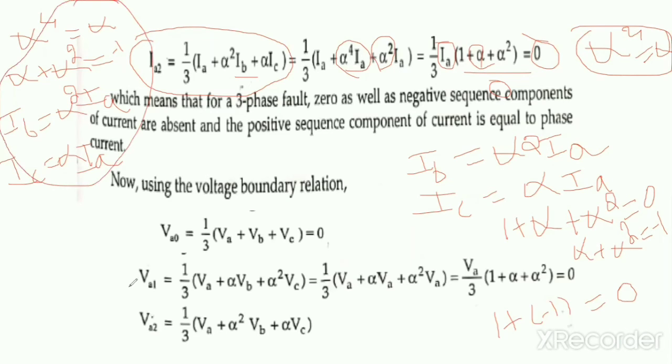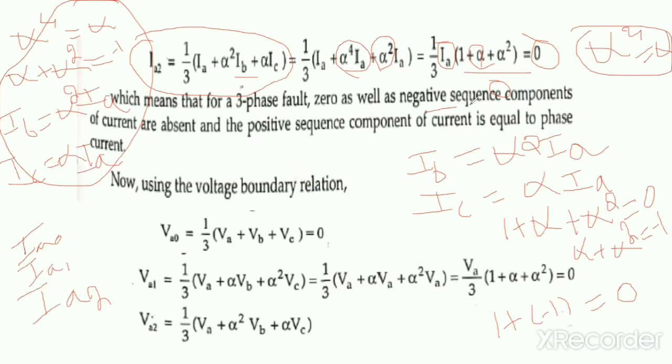Remember those notations. Then we can easily calculate the IA naught current, that is the zero sequence current, the IA1 current, that is the positive sequence current, and the IA2 current, that is the negative sequence current. Now, this means that for a three-phase fault, zero as well as negative sequence components of the currents are absent, and the positive sequence component of current is equal to the phase current.